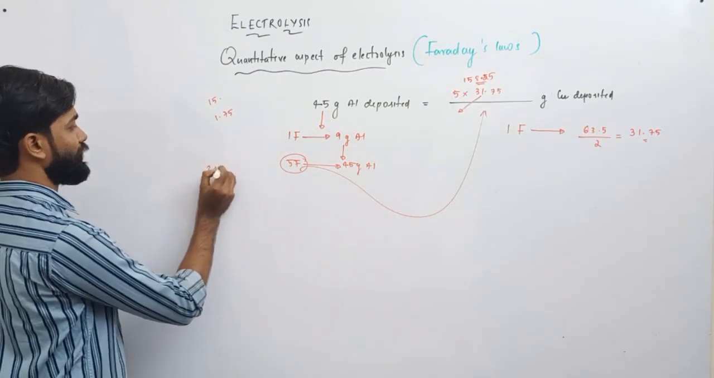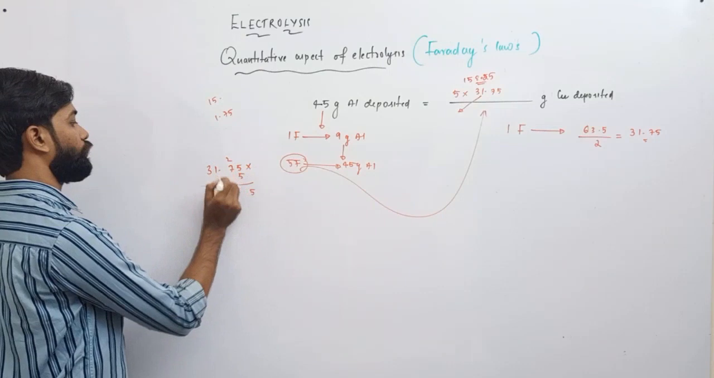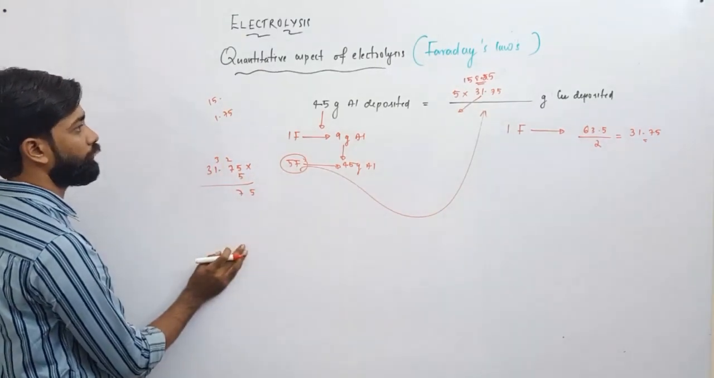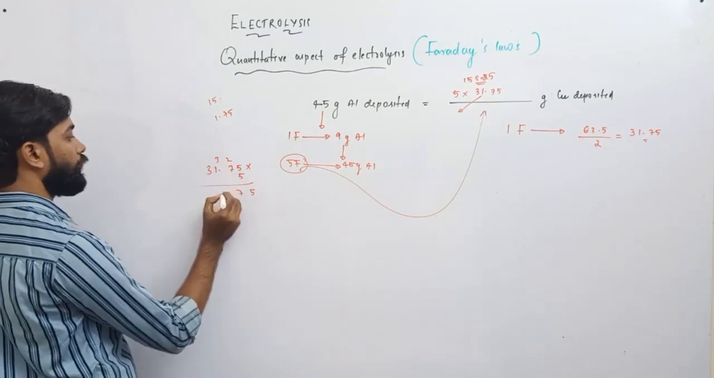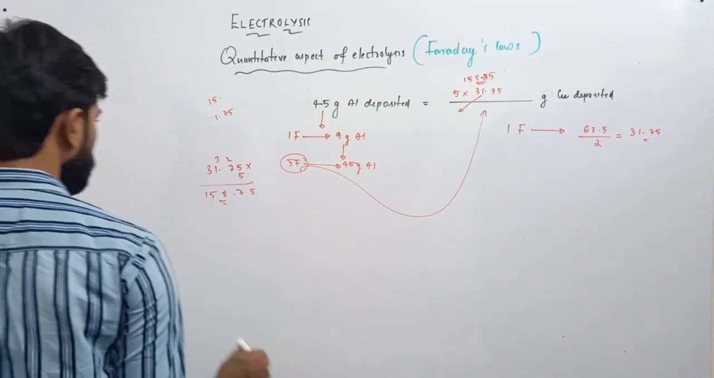Let me check whether it is correct or not. I have a doubt. 5 times 31.75 is 158.75, so the answer is 158.75 gram.